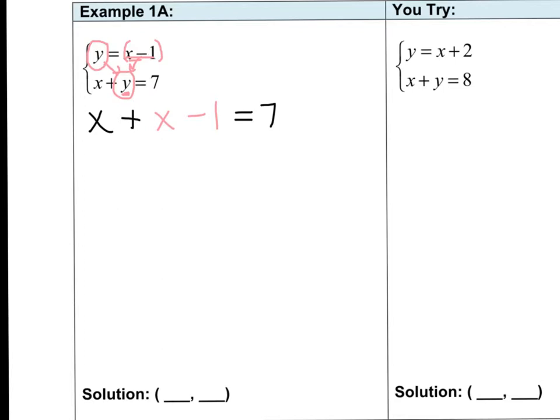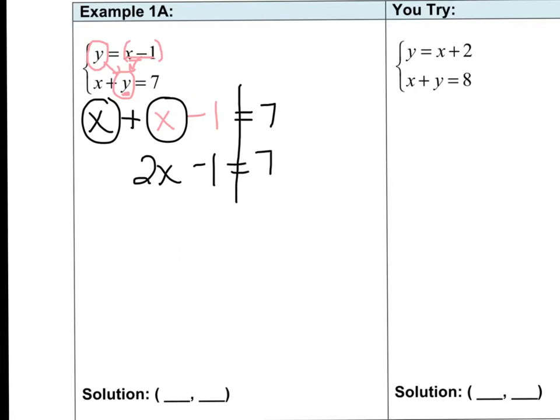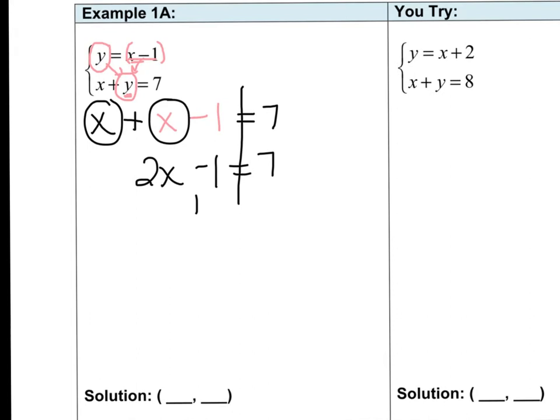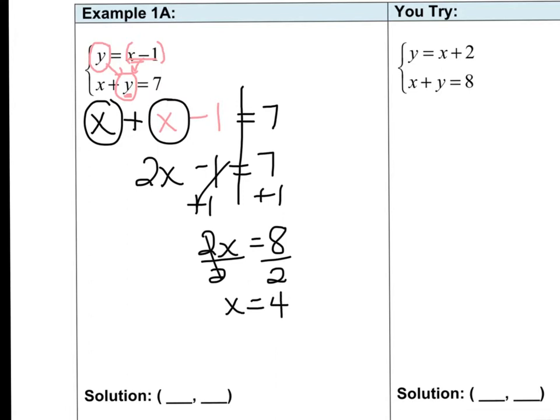Now we're just going to solve it for x. It looks like we can combine these two x's. So we'll have 2x minus 1 equals 7. Next we will add 1 to both sides. So plus 1 and plus 1, and we get 2x equals 8. Divide both sides by 2, and we get x equals 4. So we know the x number for our solution.